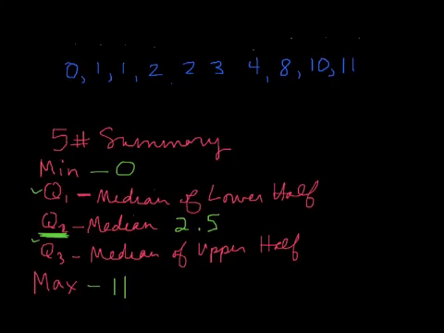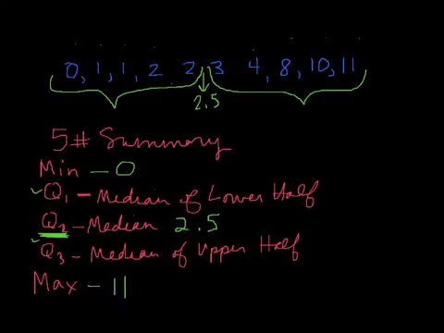Okay, 2.5 is between 2 and 3. So the lower half would be all the numbers that are less than 2.5, that's all of these numbers, including that 2. The upper half would be all the numbers greater than 2.5, or to the right of 2.5, so those numbers. Now I'm going to do Q1. That's the median, or the middle, of the lower half. In the lower half, I have 5 numbers. This one is in the middle. So 1 would be Q1, the median of the lower half.